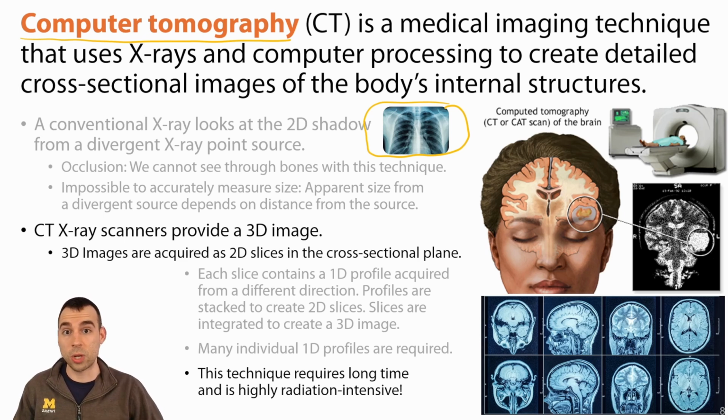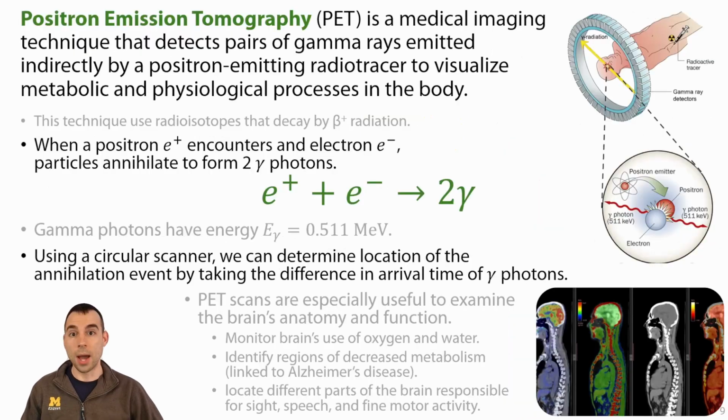While this tool is extremely useful for generating high-resolution images of medical processes, it is highly time-intensive and also involves high radiation exposure. Another similar technique is PET scans, positron emission tomography, which essentially uses a positron-electron annihilation reaction to measure gamma rays that are emitted from a localized site.